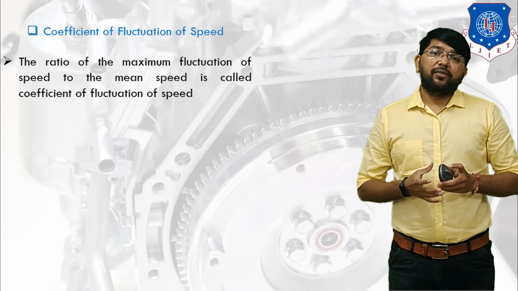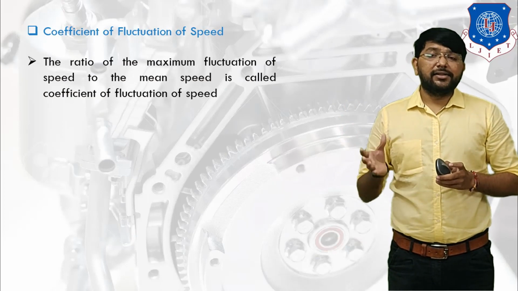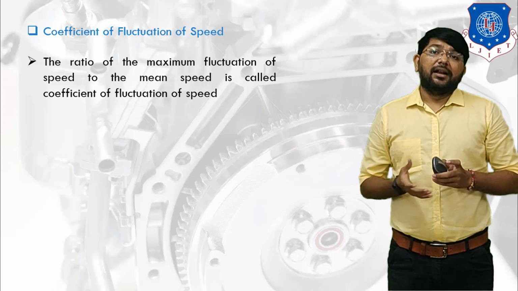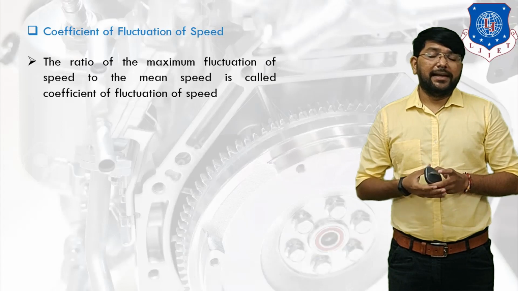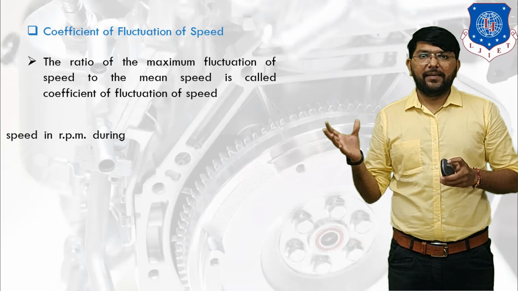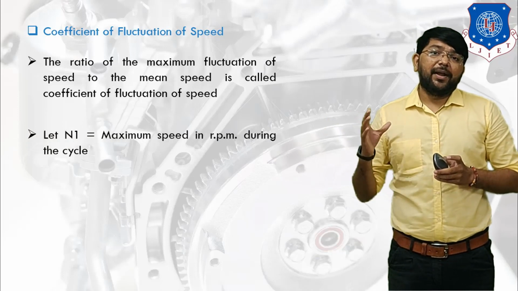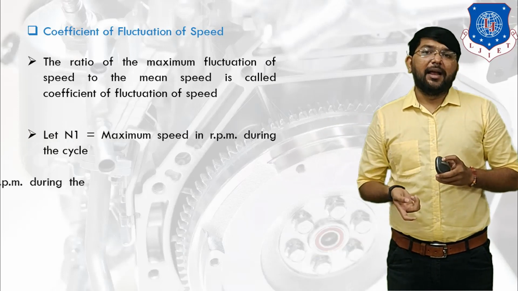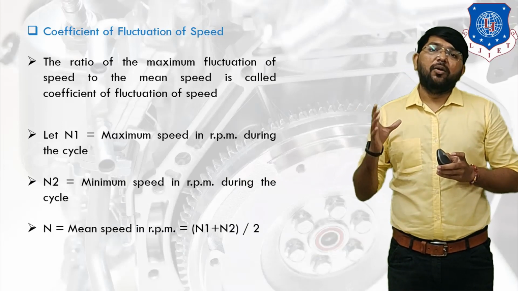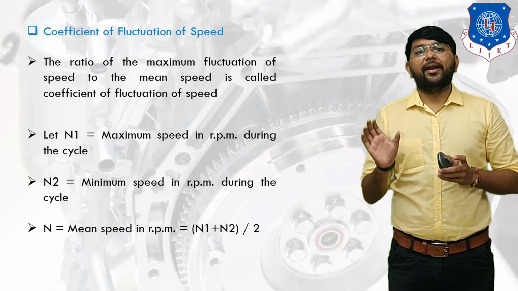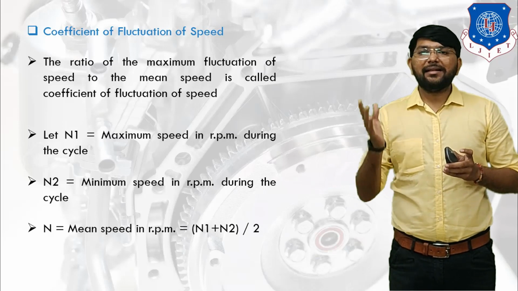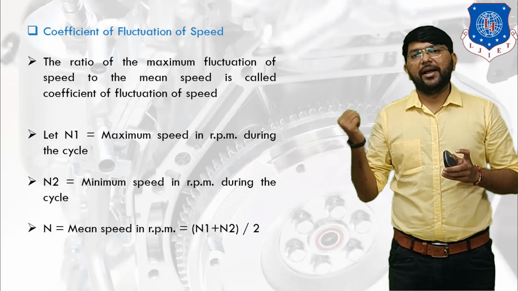Now what is coefficient of fluctuation of speed? It is the ratio of maximum fluctuation of speed to the mean speed. Clear? Now what is maximum fluctuation of speed? It is the difference between maximum speed and minimum speed. Clear? Okay. So let's consider capital N1 as the maximum speed, capital N2 as the minimum speed, and capital N as the mean speed. Now what is the mean speed? It is the average of maximum speed and minimum speed. So what is the equation of mean speed? That is N1 plus N2 divided by 2.